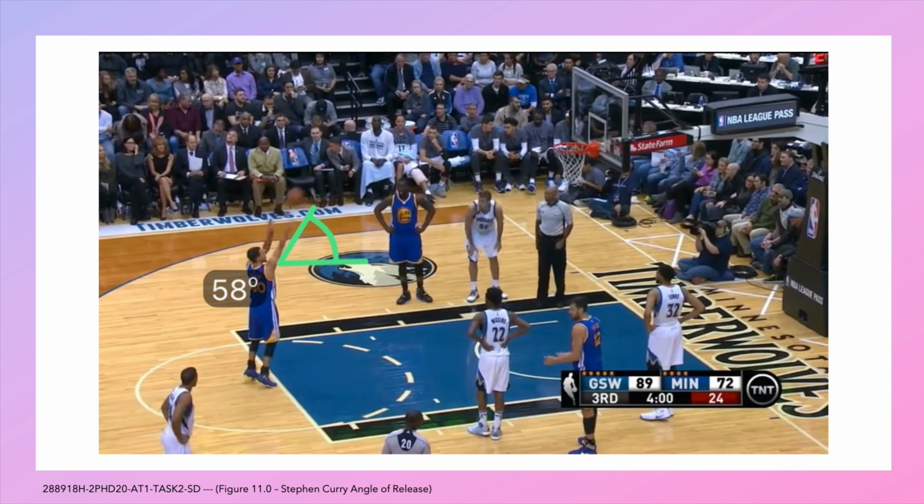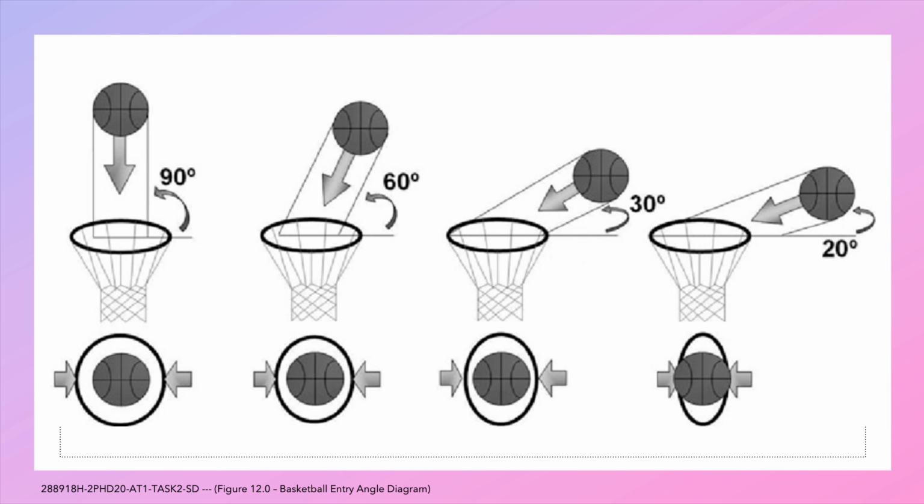Curry releases with a higher launch angle than average. As shown, Curry is shooting with a 58.1 degrees launch angle. This means Curry prefers a larger target rather than a slow-moving ball as it nears the rim. The higher the launch angle, the larger the target area of the rim.